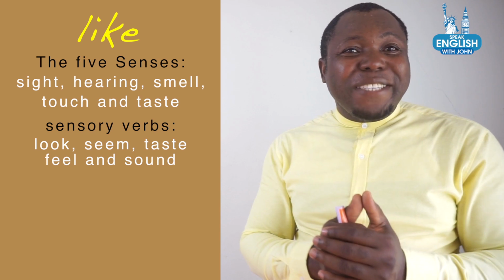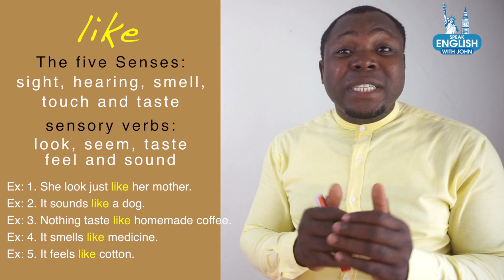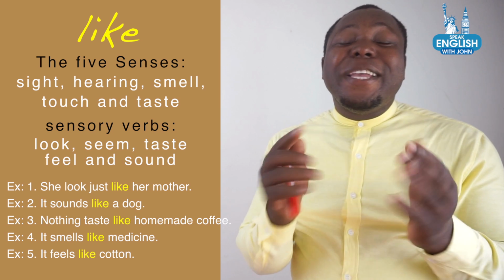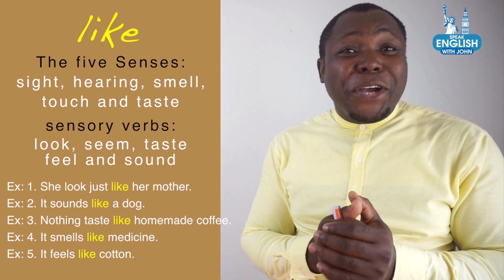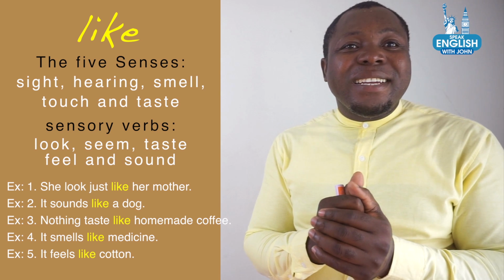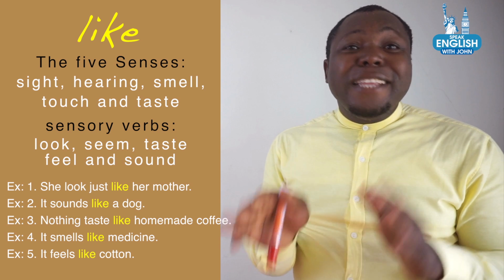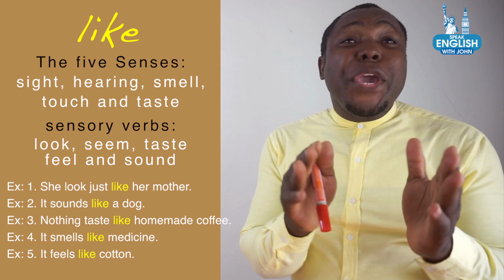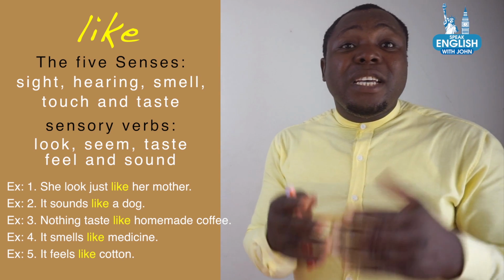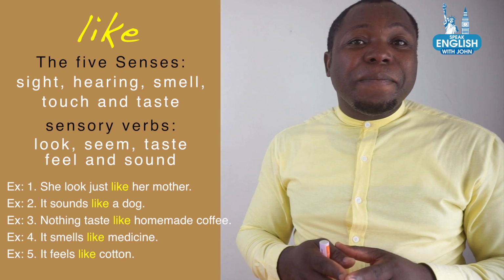Now let's see some examples. She looks like her mother. It sounds like a dog. Nothing tastes like homemade coffee. It smells like medicine. It feels like cotton. In the above examples, we are using like with verbs of the senses to indicate that two things are similar.